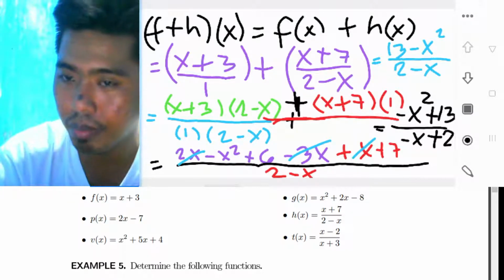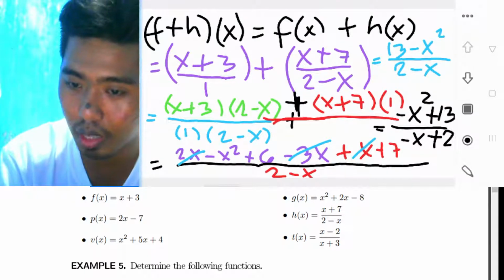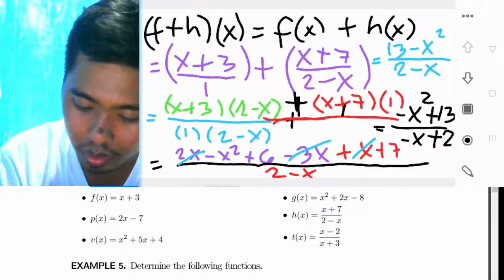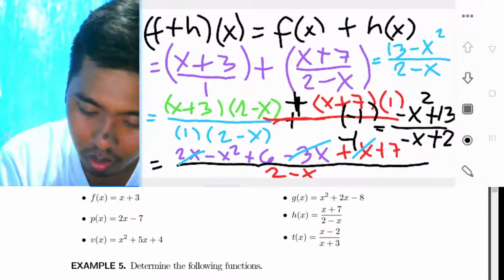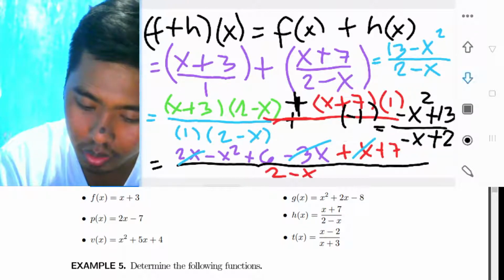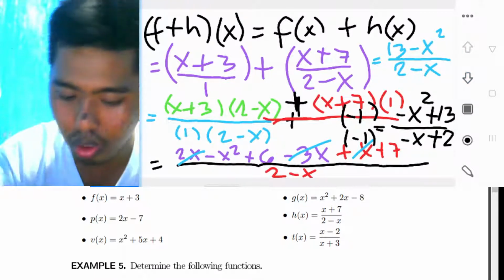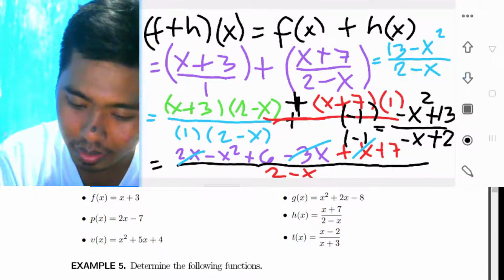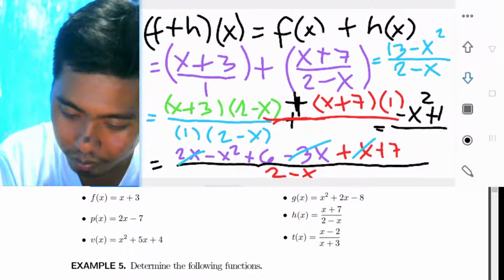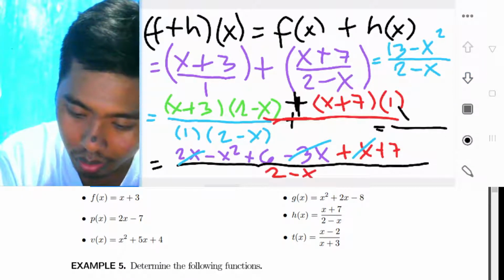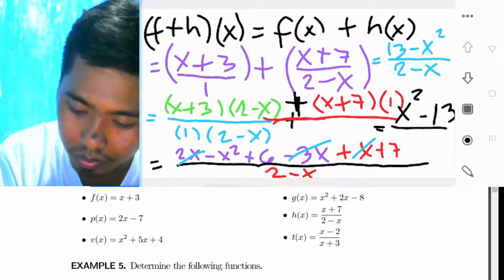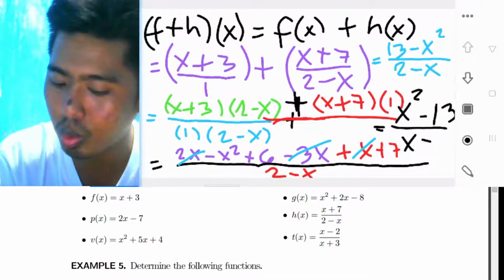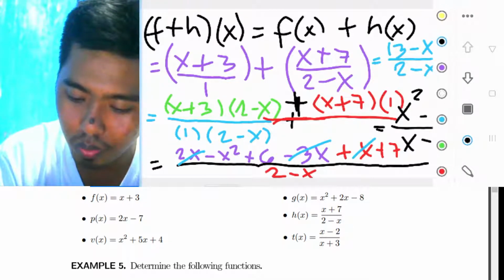Now it is negative on both ends, the numerator as well as the denominator. Then we can multiply by negative 1, both numerator and denominator. Then our final answer will become like this. x squared, then this will become negative 13. And the denominator will become x minus 2. So that would be your final answer.